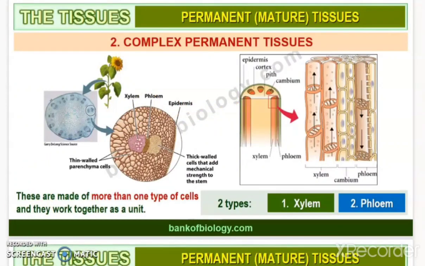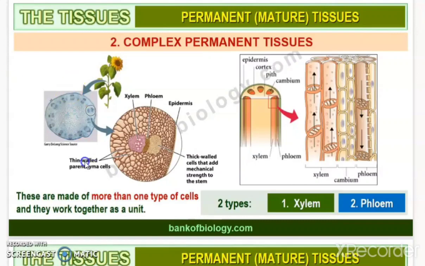So as the simple tissues are made of just one single type of cell, permanent tissues, that too the complex tissue, are made up of more than one type of cells, or different types of cells, and they work together as a unit. Okay, so these different cells will combine together to carry out a particular work. And there are two types of complex tissue. One is the xylem and the other one is the phloem.